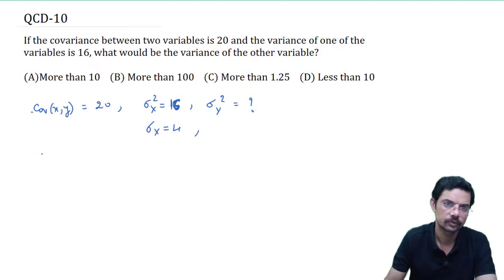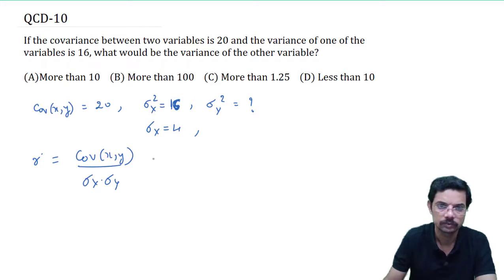We know the formula: r is equal to covariance of x comma y divided by sigma x into sigma y. What is covariance of x y? It is given as 20, divided by sigma x, which is 4, into sigma y. So r is equal to 20 by 4 into sigma y, which is 5 by sigma y.